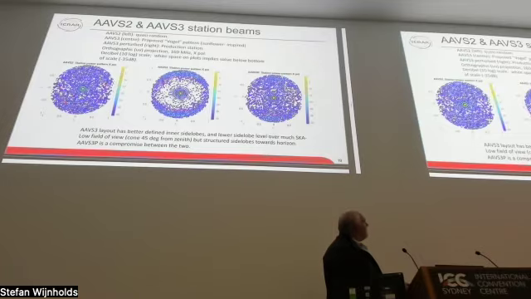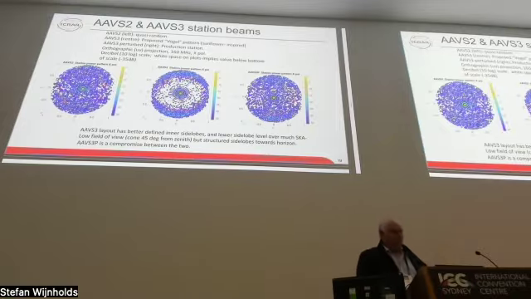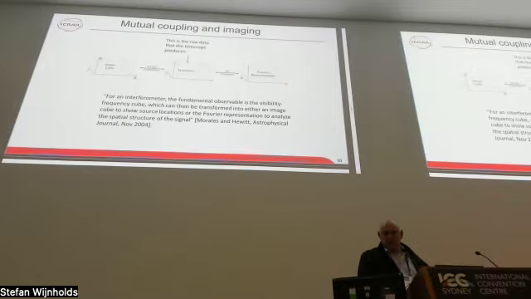That's the main lobe. The side lobes are dropping down over there. And they follow pretty much the Airy pattern format that you expect for a uniformly illuminated circular dish. Now we get into the material I didn't discuss yesterday, which is mutual coupling and imaging.